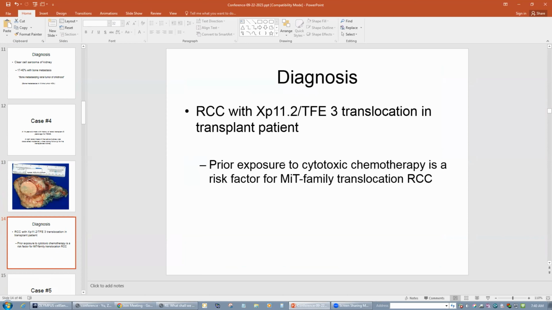This tumor has been reported as associated with cytotoxic chemotherapy. So this patient had a renal transplant and received some chemotherapy. Other times a patient has a tumor like a leukemia or some other tumor, gets treatment, and later on develops this tumor. So there's an association with that.